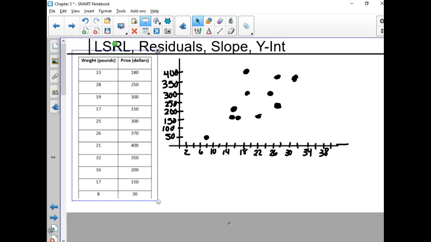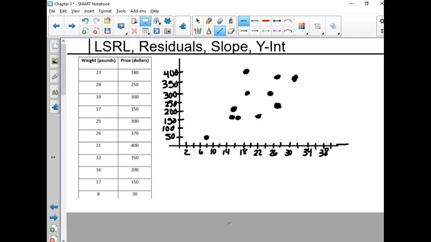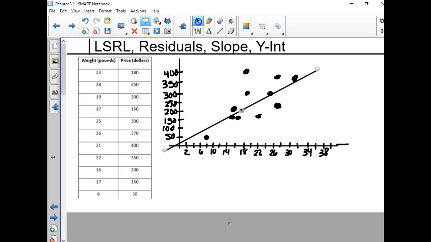If you are just drawing a regression line, a model of what's going on, you want to draw something, as I talked about yesterday, where approximately half the points are above and half the points are below. Something similar to this. Now, what I want you to do right now is to find that regression line.